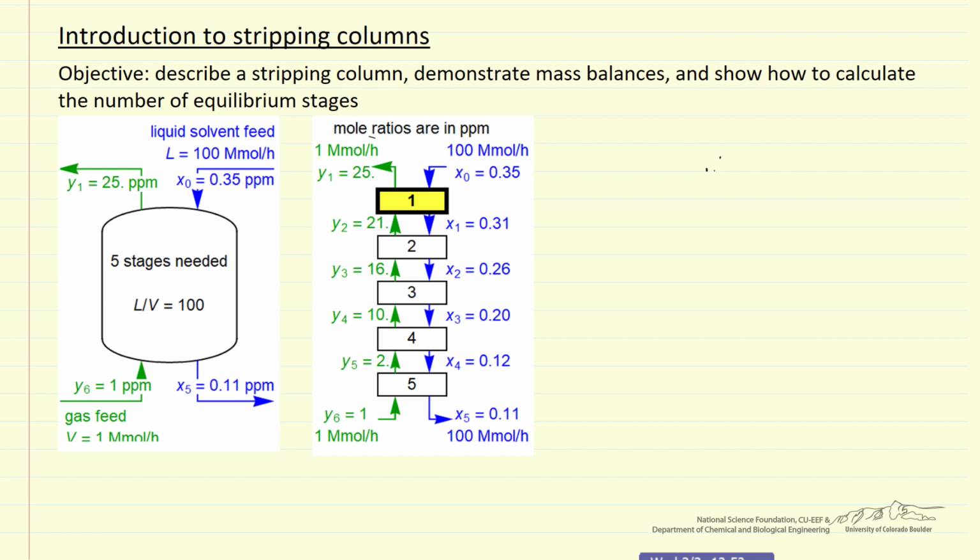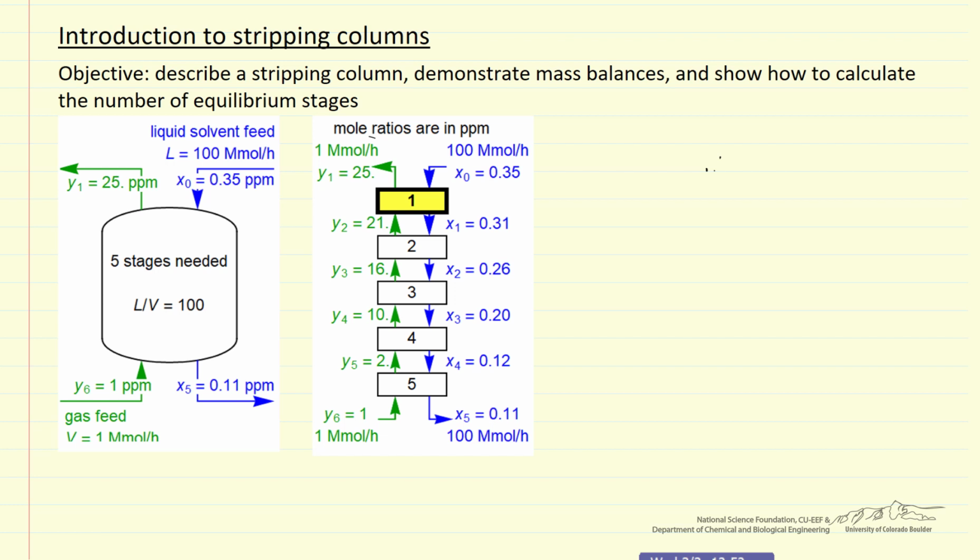I'm going to describe the purpose of a stripping column and then show the mass balances and then how we use those to calculate the number of equilibrium stages. I'll show a graphical approach. Let's look at the idea of a stripping column.